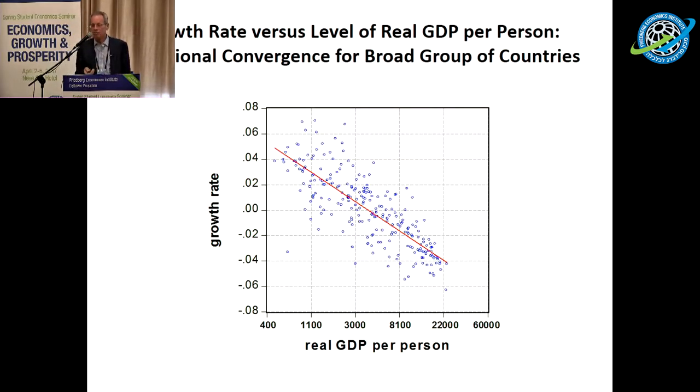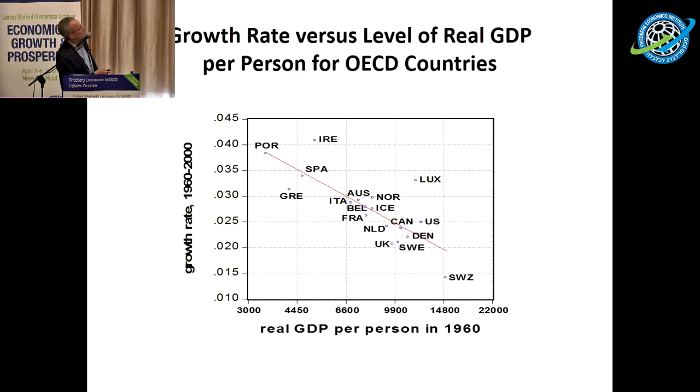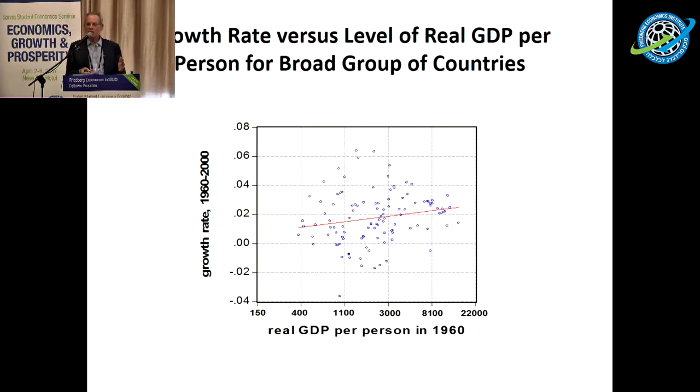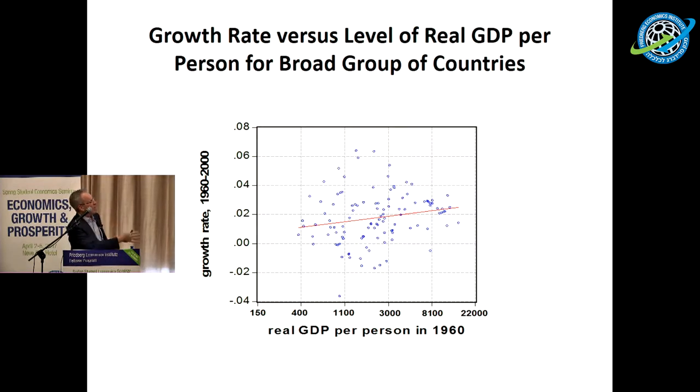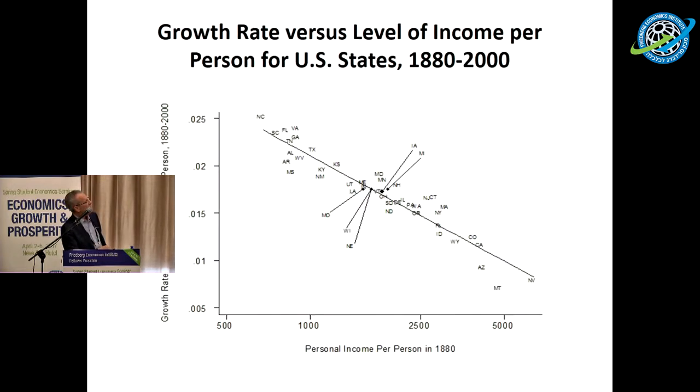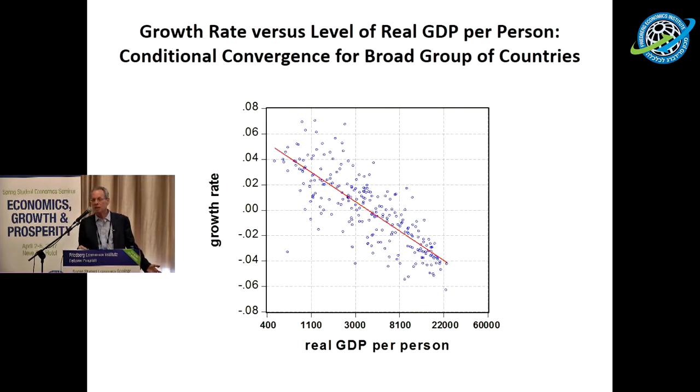Okay, here's another diagram. So this diagram goes along with this one. So this is across a broad group of over 100 countries. In this diagram, I didn't condition on anything else. I just looked at per capita GDP at the beginning, 1960, and looked at the subsequent growth rate. Now the difference here, it's basically the same sample of countries and analogous time period. It's a little different because I'm looking at each country more than once. Each country was represented four times because I was looking at 10-year growth intervals, but that's not really critical to this.